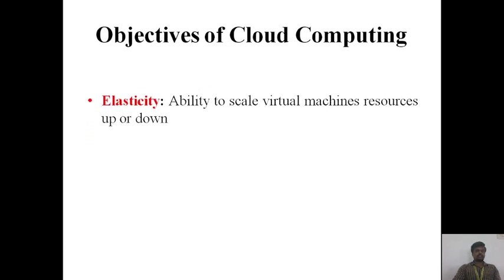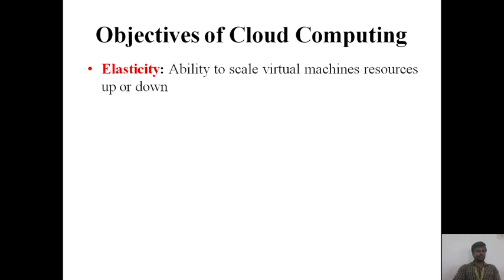So next one is objectives of cloud computing. The first one is elasticity. Elasticity is nothing but the ability to scale virtual machine resources up or down. Based on the demand for your resources, you can either increase or decrease your virtual machine resources. That is nothing but elasticity.